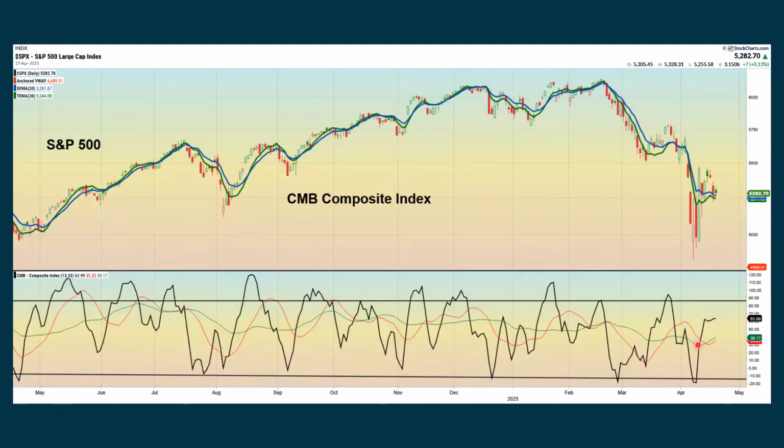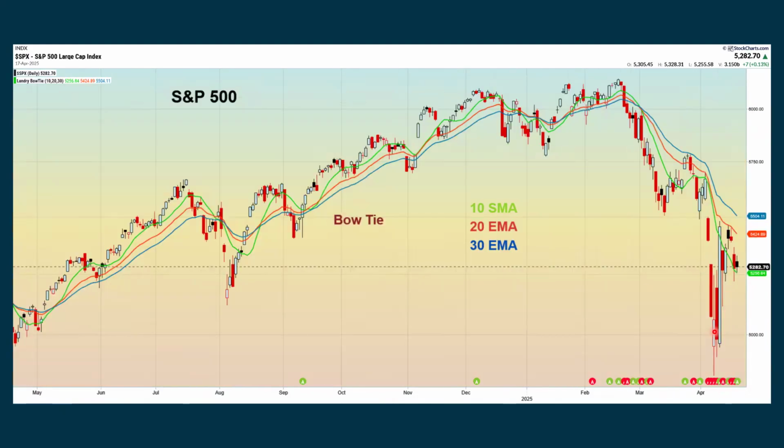The CMB composite, I use this like an oscillator. When we go above the black line here or below the black line down below, we're not doing that right now. So I only show this chart when we're getting extreme readings. And this is called the bow tie.